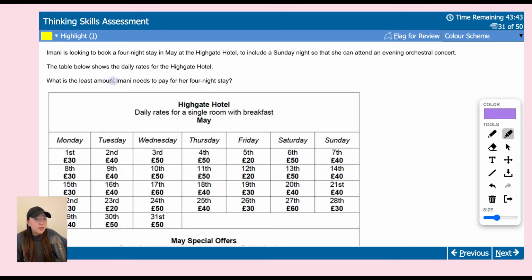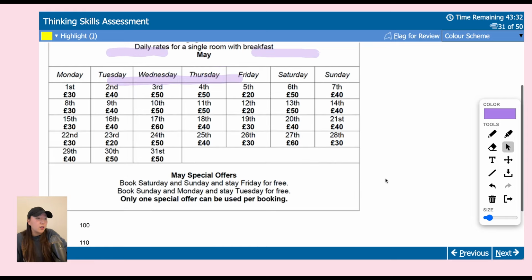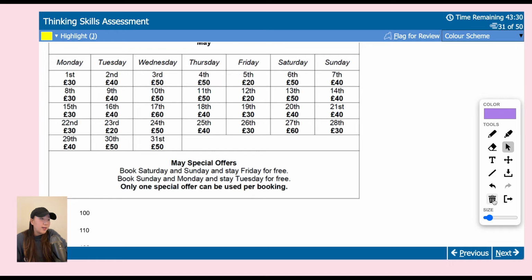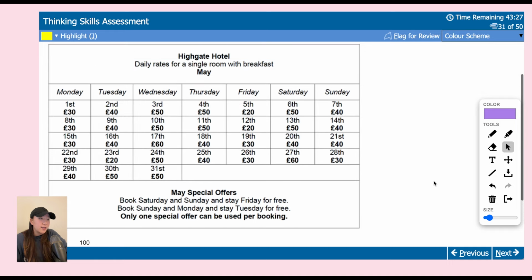Okay, so what is the least amount that Imani needs to pay for a 4-night stay? She's looking to book a 4-night stay in May, including a Sunday night. Okay, so that's one condition that already narrows down what we can look at. And here are the rates for the Highgate Hotel. It doesn't specify which weekend as long as a Sunday is included, and it's 4 nights.